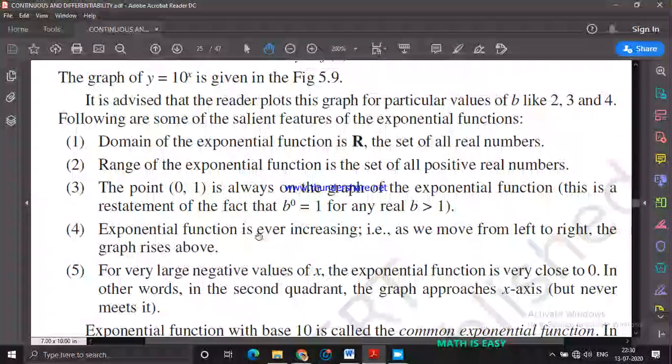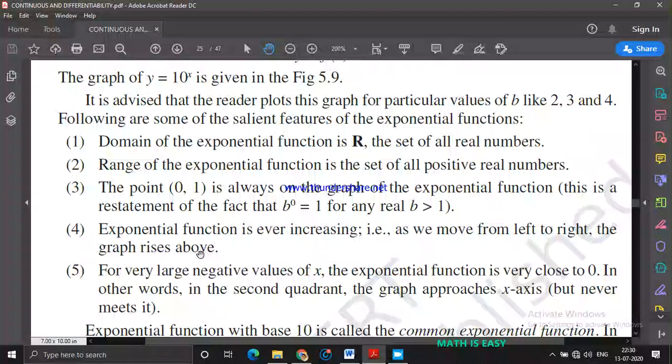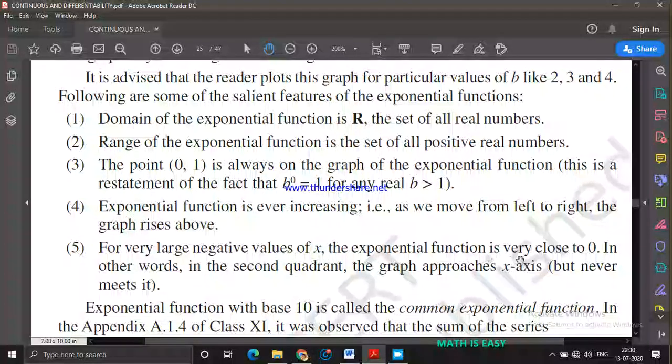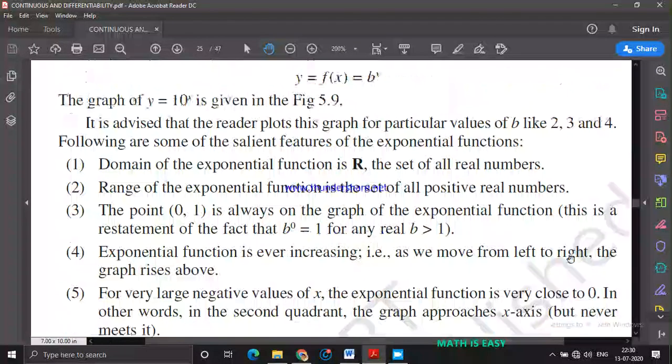So next, an exponential function is ever increasing. That is, as we move from left to right, the graph rises above. The exponential always, if you go from negative numbers to positive numbers, left to right, or from anywhere, if you start from 1 and go towards the right, the values will always keep on increasing. Okay. Then for every large negative value of x, the exponential function is closer to 0. Here I have taken b to the power x.